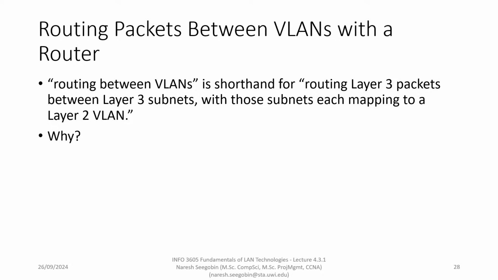Routing between VLANs is shorthand for routing layer 2 packets between layer 3 subnets, with those subnets each mapping to a layer 2 VLAN. So the question is why? In terms of routing between VLANs, the router is basically taking traffic from one network, one broadcast domain, and sending traffic to another broadcast domain. That's basically where routing will come in. So we just say routing between VLANs. That's the shorthand, but it's really between two broadcast domains that we're going to use routing. So that's a better term, routing between broadcast domains.